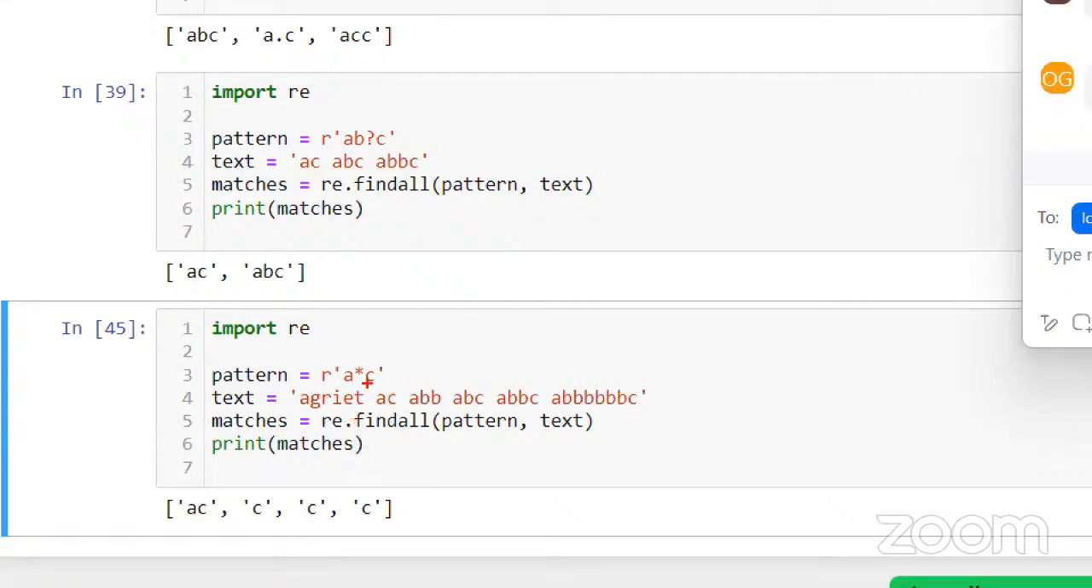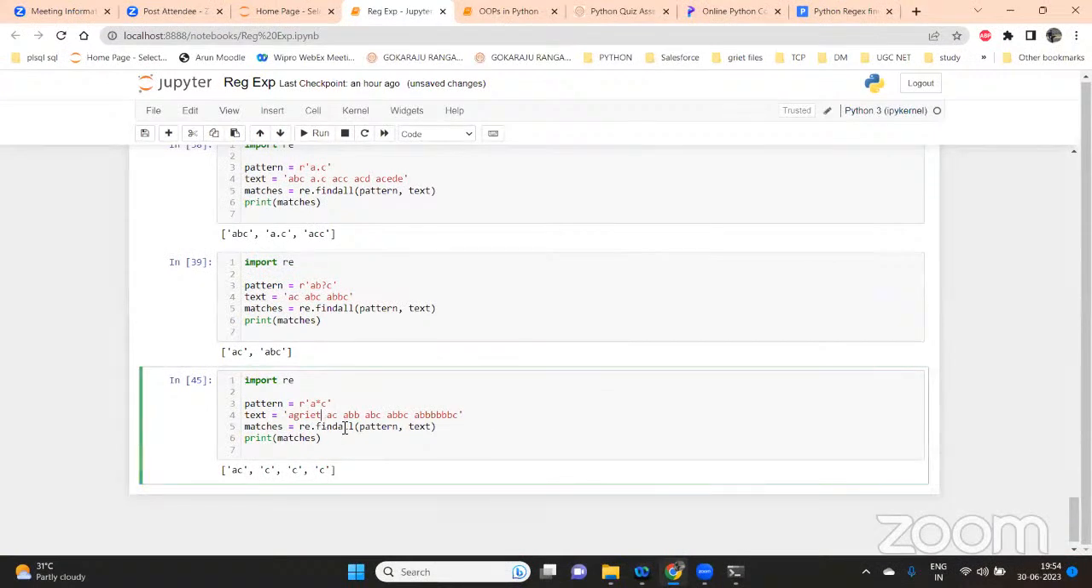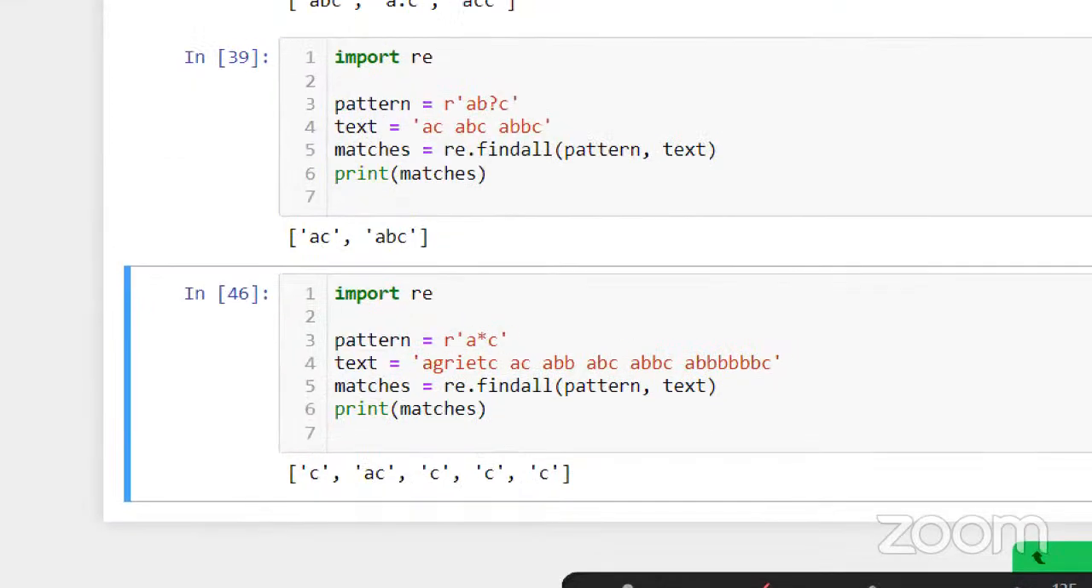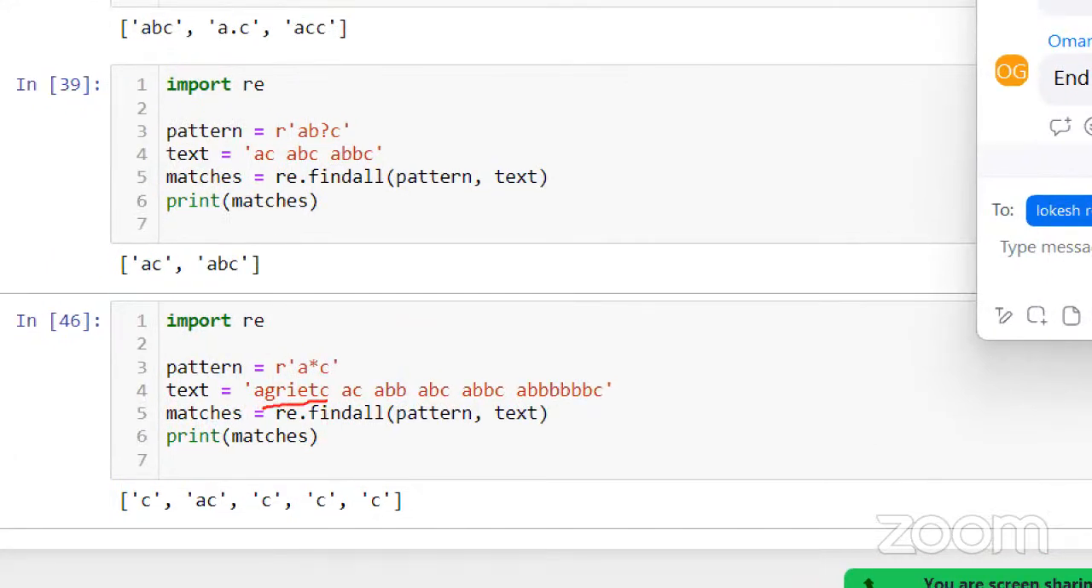After A, definitely it should end with C. So if I put C here, will it work? No. Did it work or not? See, it returned C only. So it is looking for 0 or more occurrences, because even if it is not starting with A, C is matching, right?